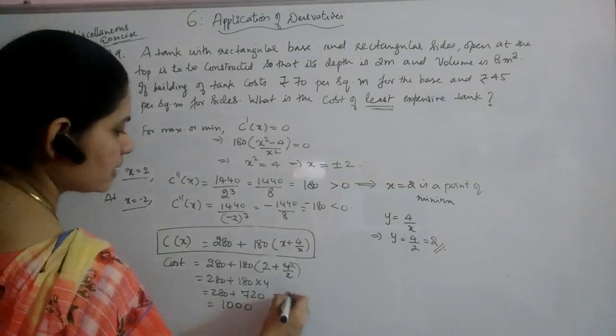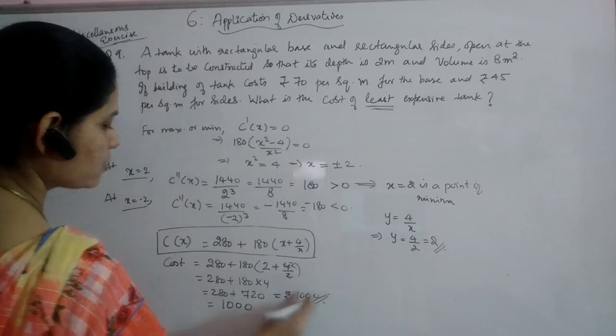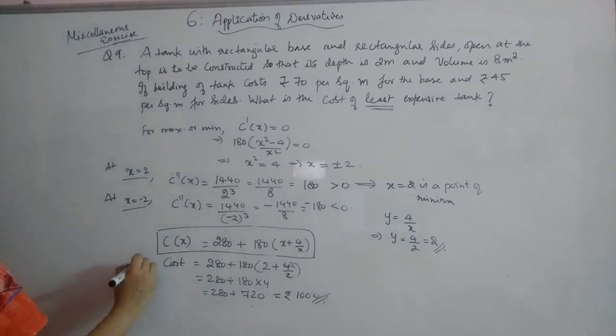Okay, this will give you rupees 1000. So this is the minimum cost, or you can say least cost. Least cost to build the tank is rupees 1000.